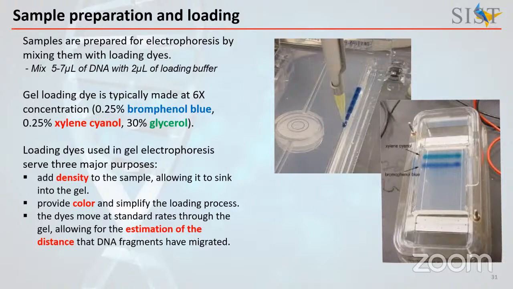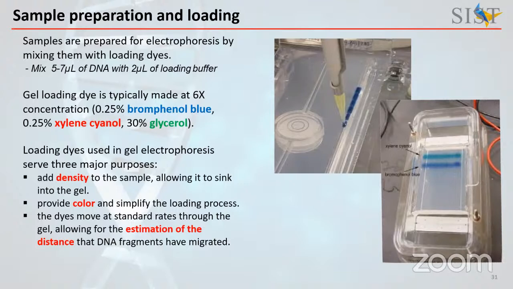So the loading dye we use here in the gel electrophoresis is normally made up of bromophenol blue, xylene cyanol, and glycerol. I told you, right, the reason we use the loading dye is for 3 important purposes. One is adding density to the sample because the DNA is a very small molecule and we can't expect it to just move along the well in the electrophoresis. So if you add something which is dense, it will guide the DNA to move only in the well pathway. All right, and it will make the DNA sink inside the gel so that it can move along the pores of the agarose gel.